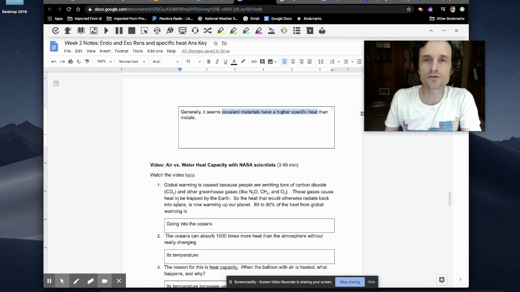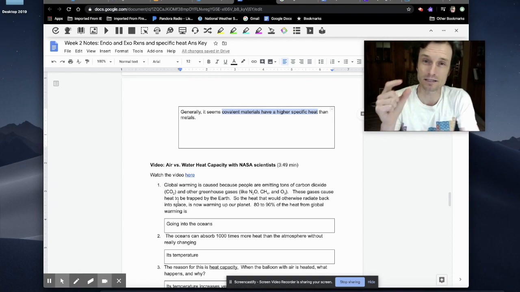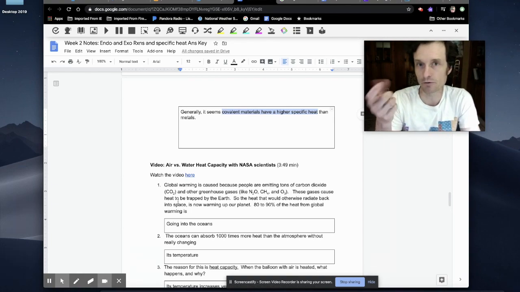And I kind of use the terms heat capacity and specific heat interchangeably, and I apologize for that. They're very similar in what they represent. We say specific heat because it refers to a specific amount, like 1 gram or 1 kilogram.